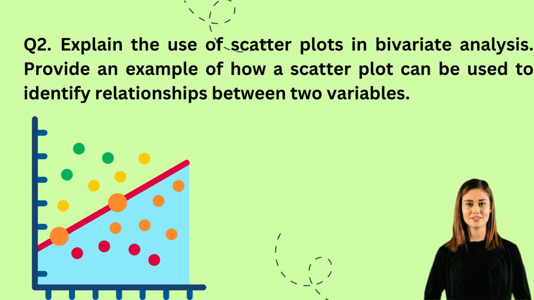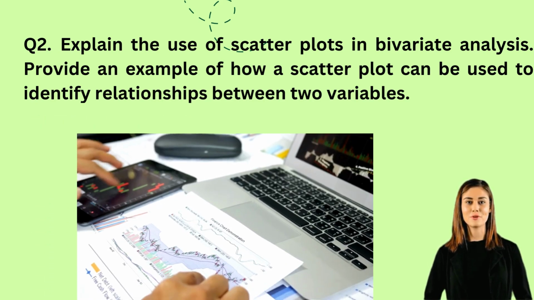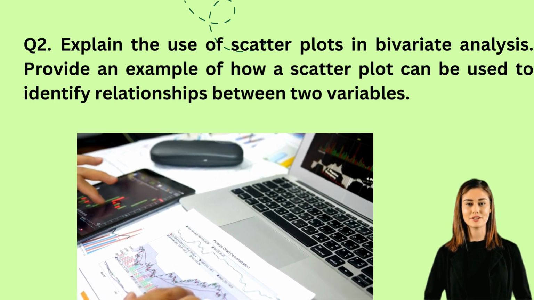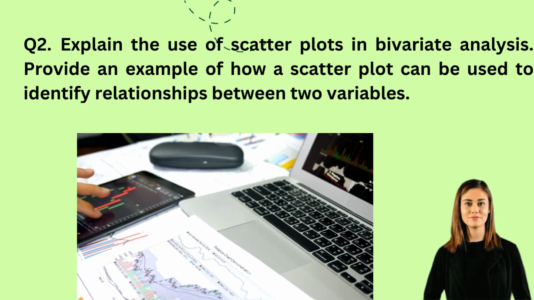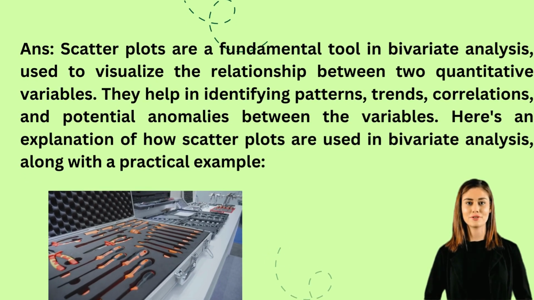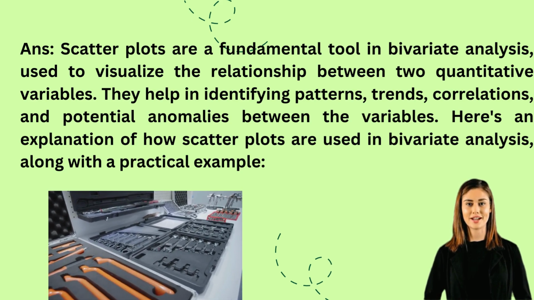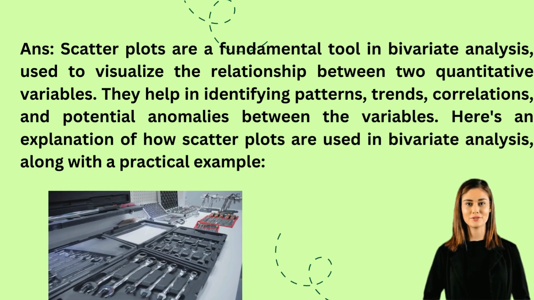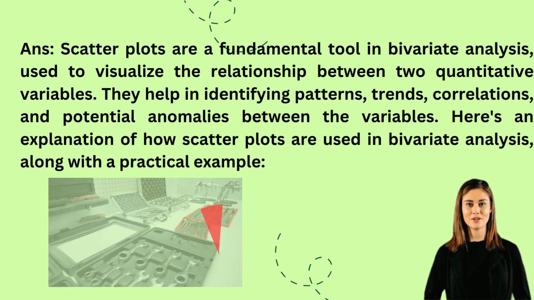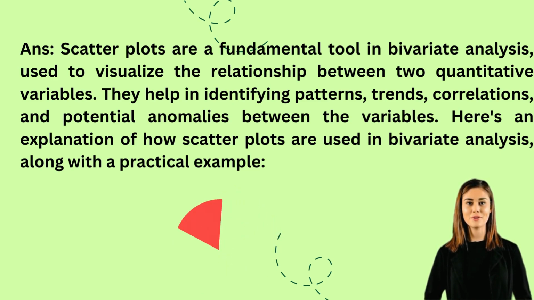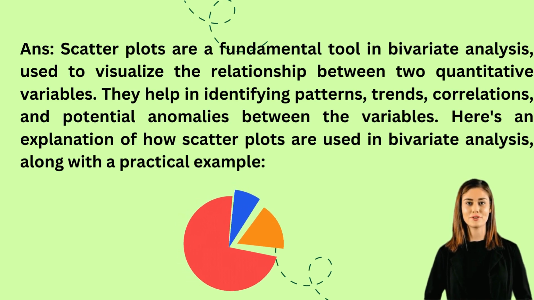Explain the use of scatter plots in bivariate analysis. Provide an example of how a scatter plot can be used to identify relationships between two variables. Scatter plots are a fundamental tool in bivariate analysis used to visualize the relationship between two quantitative variables. They help in identifying patterns, trends, correlations, and potential anomalies between the variables.